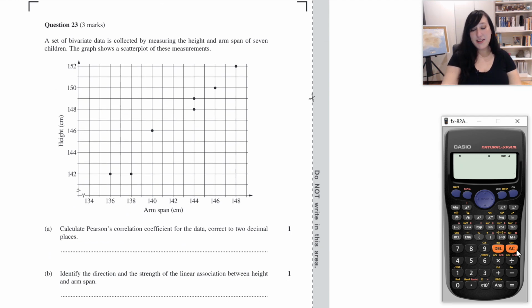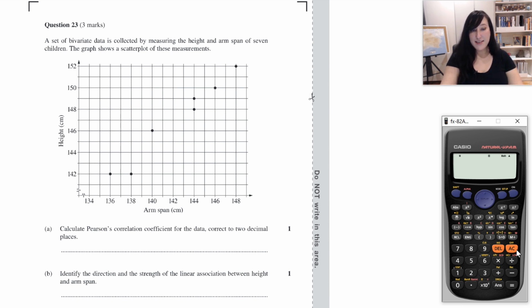Okay, question 23 says, a set of bivariate data is collected by measuring the height and arm span of 7 children. The graph shows a scatter plot of these measurements. Part A then says, calculate Pearson's correlation coefficient for the data correct to 2 decimal places. So this is purely a calculator question. So you need to know how to calculate Pearson's correlation coefficient on your calculator.